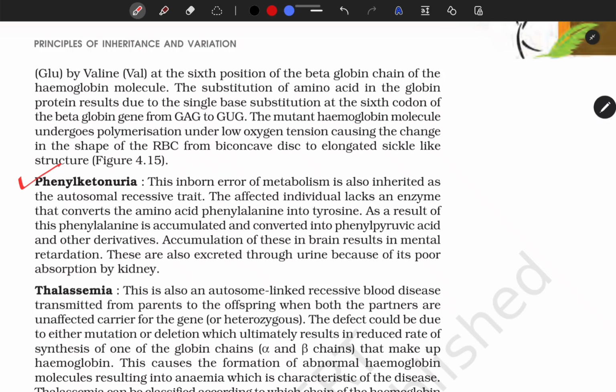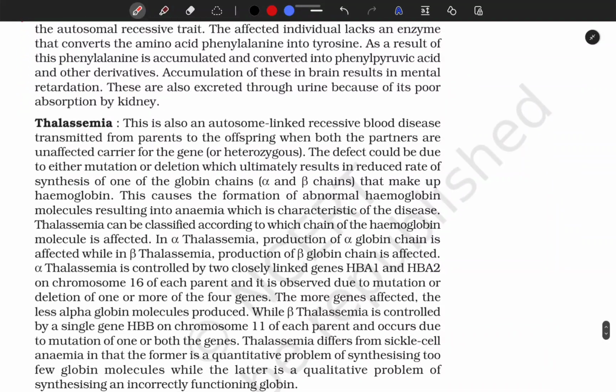Phenylketonuria. This inborn error of metabolism is also inherited as the autosomal recessive trait. The affected individual lacks an enzyme that converts the amino acid phenylalanine into tyrosine. As a result of this, phenylalanine is accumulated and converted into phenylpyruvic acid and other derivatives. Accumulation of these in brain results in mental retardation. These are also excreted through urine because of its poor absorption by kidney.